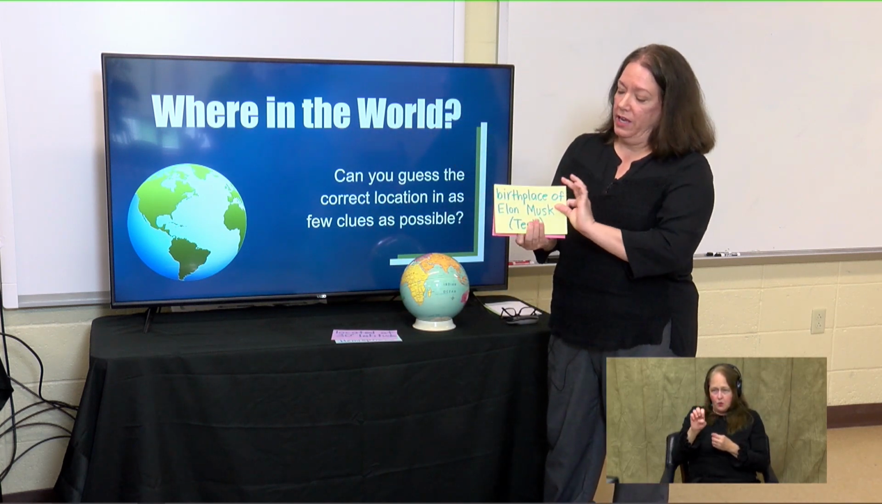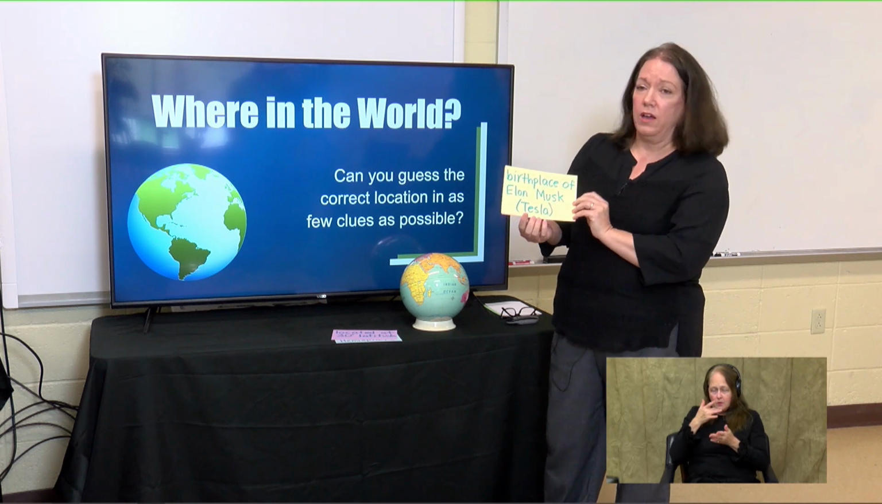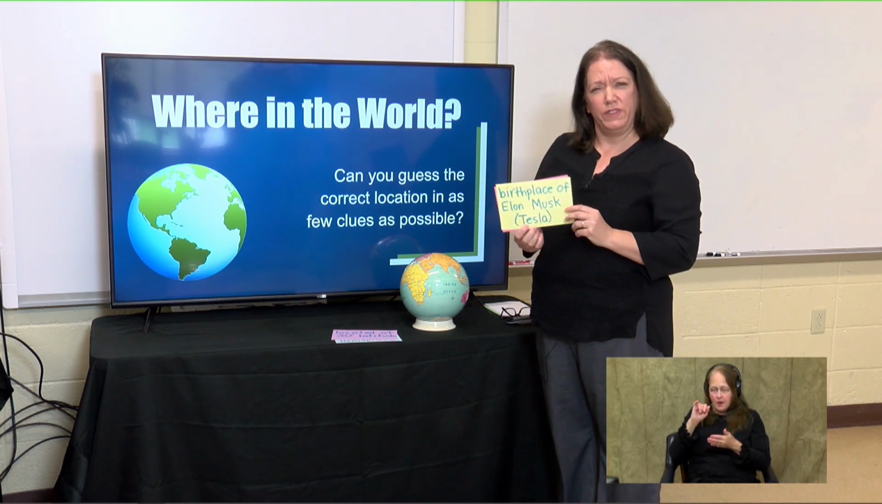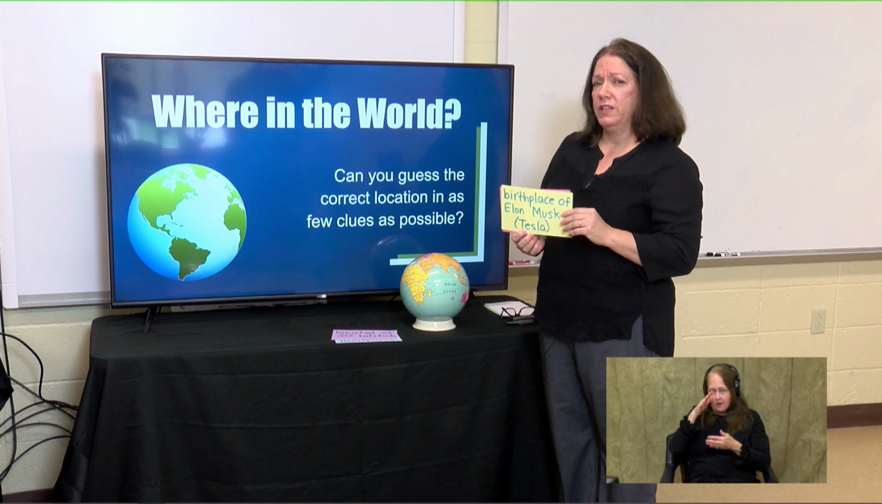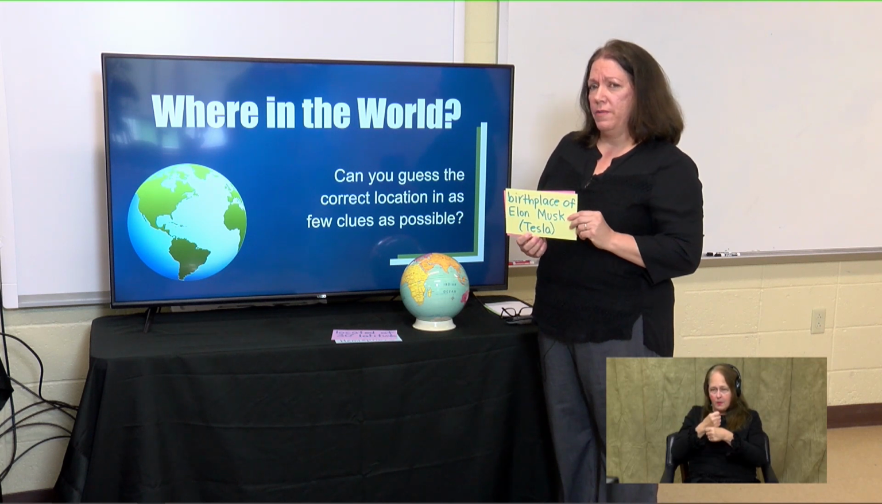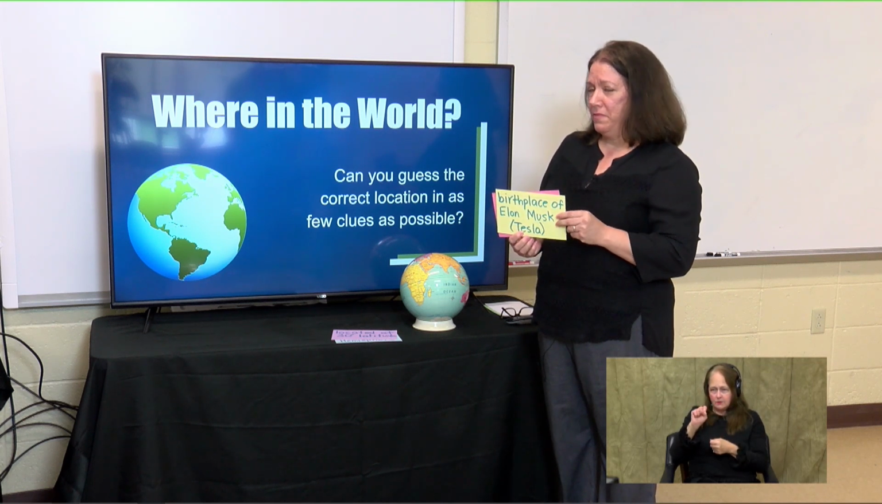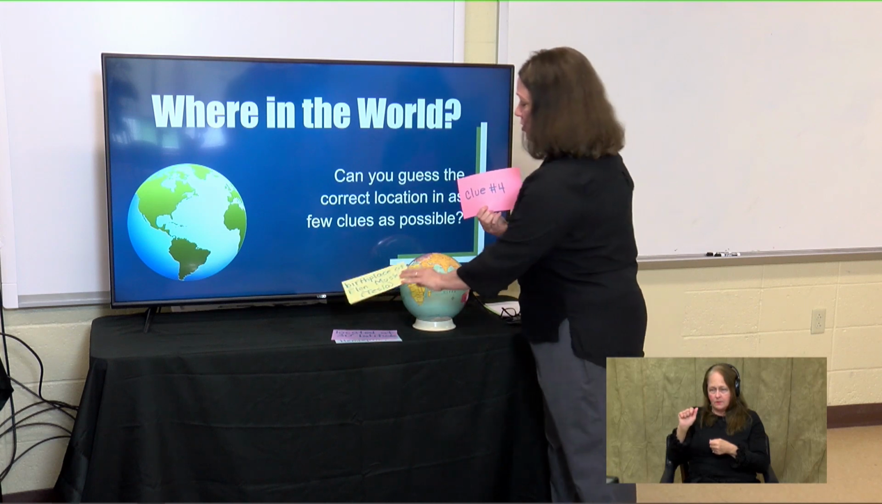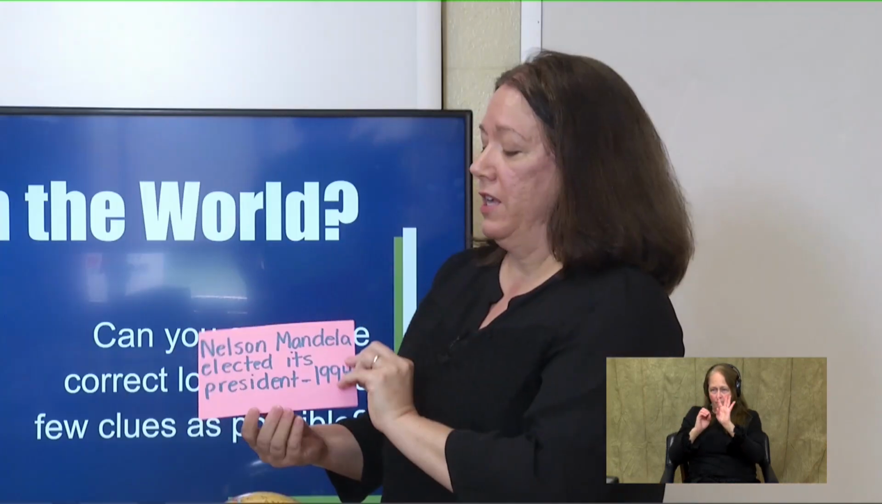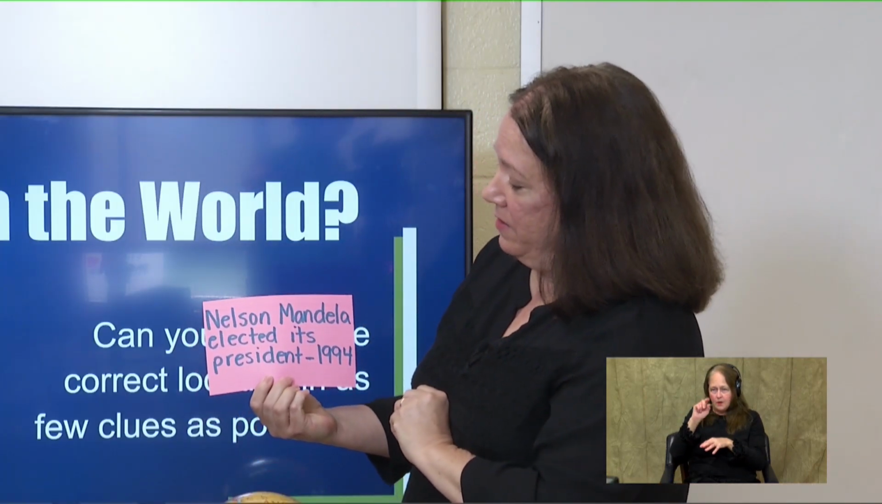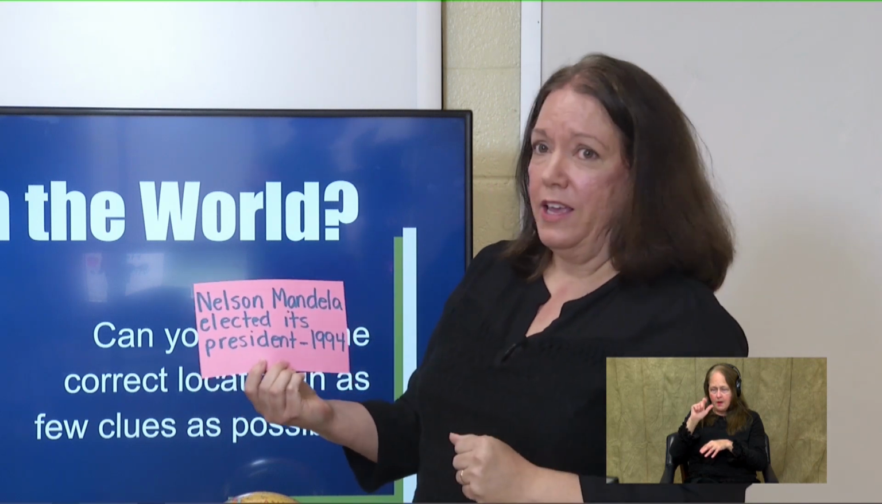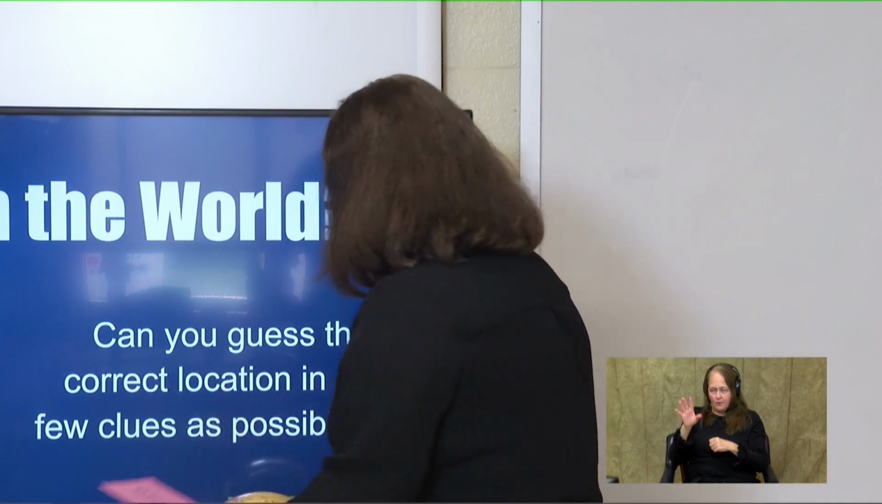Clue number 3 says that this is the birthplace of Elon Musk, the CEO of Tesla. So for you trivia fans out there, you may know something about that. If not, let's go to clue number 4. Clue number 4 said Nelson Mandela was elected its president in 1994. So have you guessed the location?